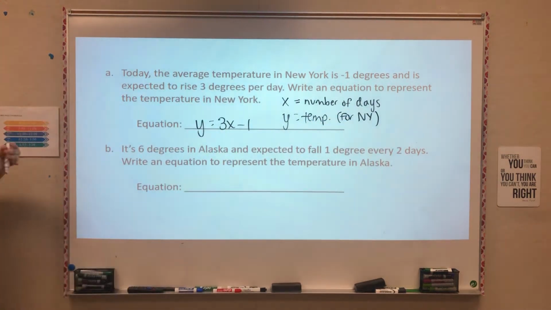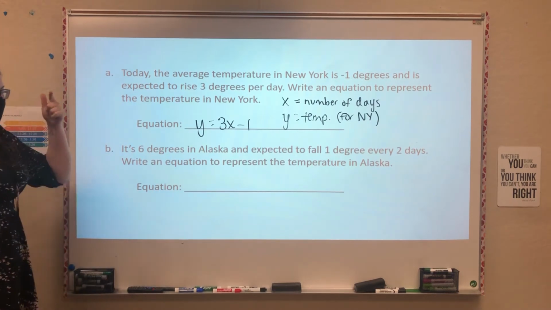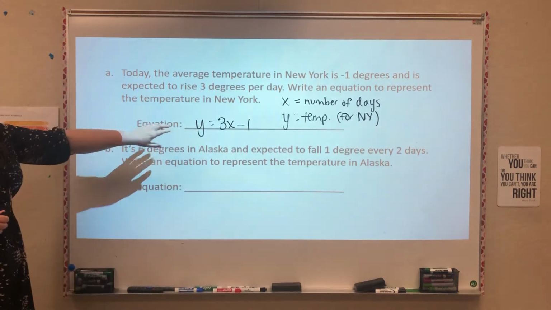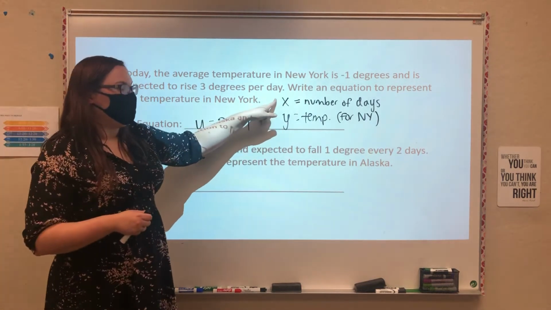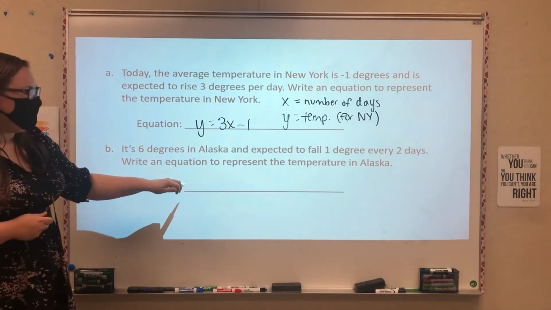So this next one is also talking about temperature. We've got Alaska now. The second part says it's 6 degrees in Alaska and expected to fall 1 degree every 2 days. Write an equation to represent the temperature in Alaska. What I was going to say up here is it doesn't matter which variables you use. It sounds like because you're already thinking graphing, you're using x and y, and you already put it in slope-intercept form for us. Whatever variables you use up here, let's do the same thing down here. So up here, you were using x for days, y for temperature. Let's be consistent.